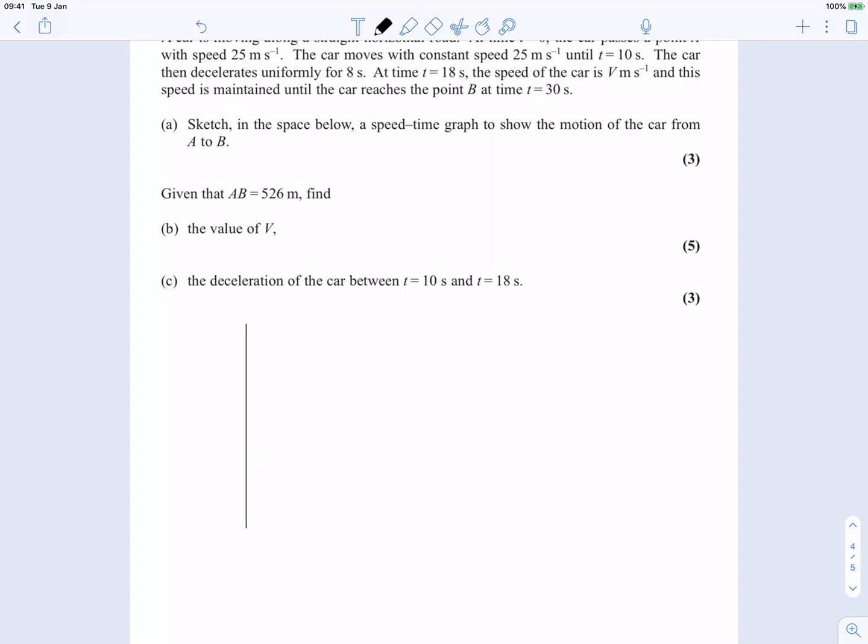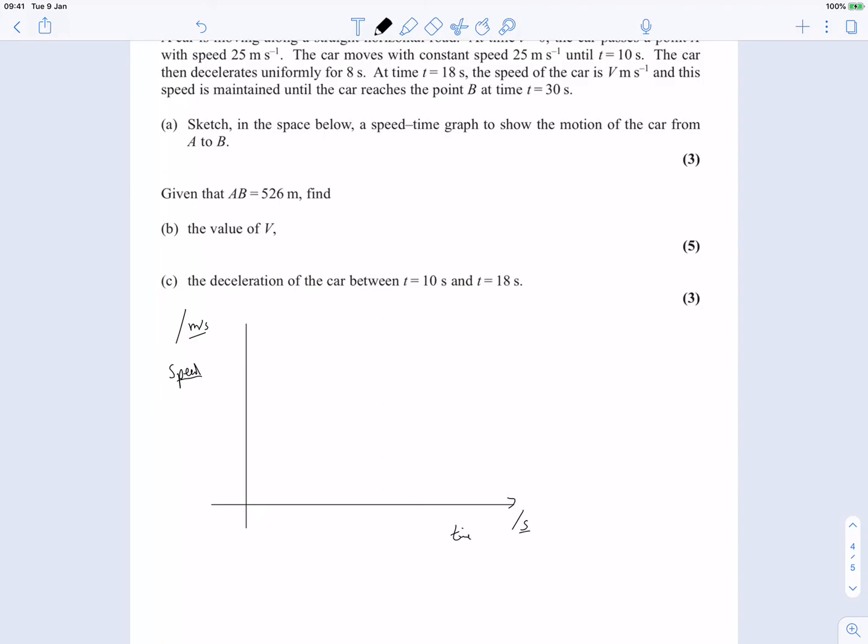So let my time be the vertical axis. No, you silly boy, I always do this. The speed is the vertical axis because that is the dependent thing. And the time along the bottom, and this is in seconds, and speed is meters per second.